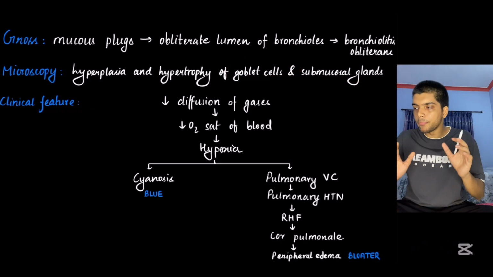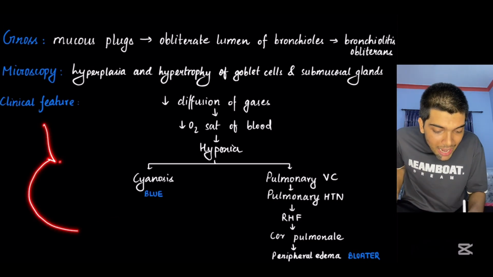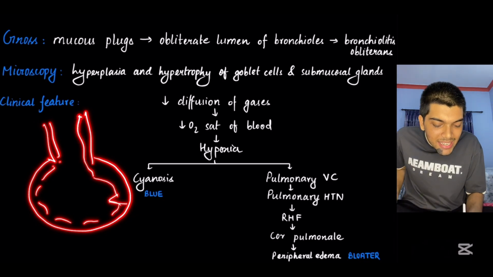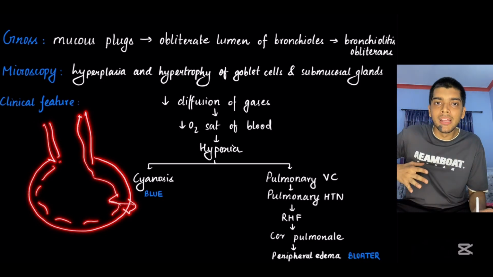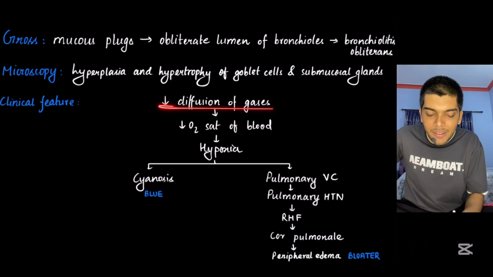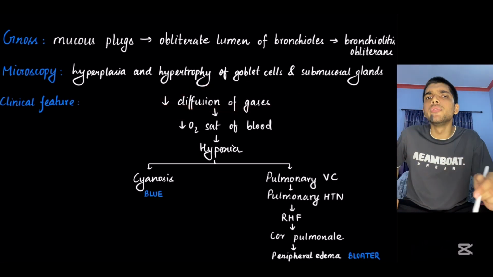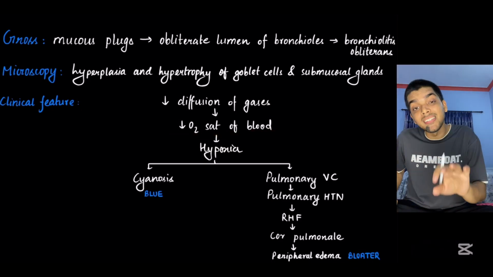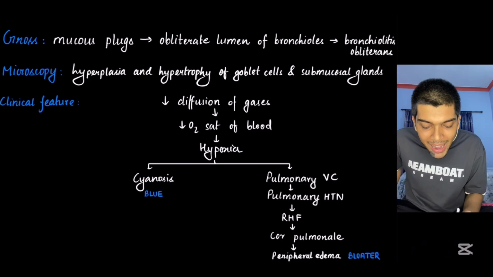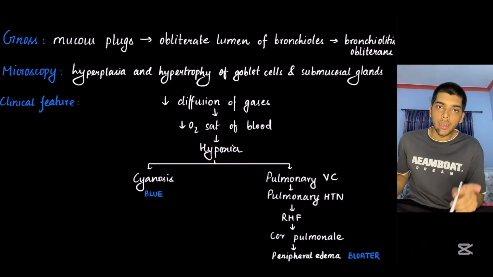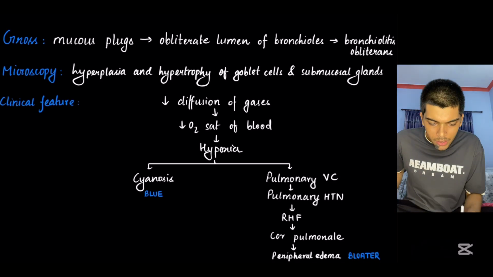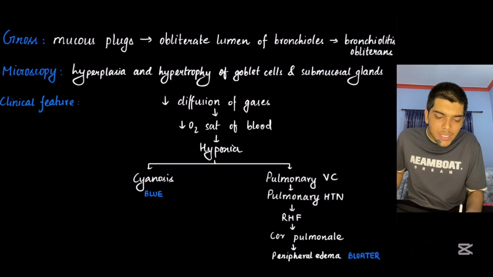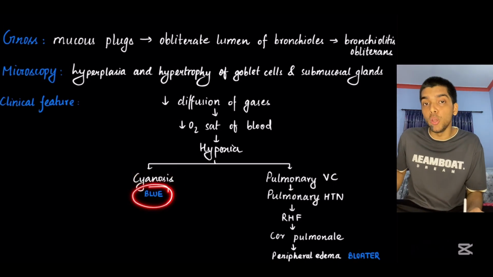Clinical features. See, I said earlier that the alveoli is lined with lots and lots of mucus. That means there is increase in the thickness of respiratory membrane. That means there is decrease in diffusion of gases. Since there is decrease in diffusion of gases, there is decreased oxygen saturation of blood. Since there is decreased oxygen saturation of blood, you have hypoxia. Now, hypoxia can lead to two things. Number one, hypoxemia, reduced oxygen in blood, leading to cyanosis. So the patient is blue.